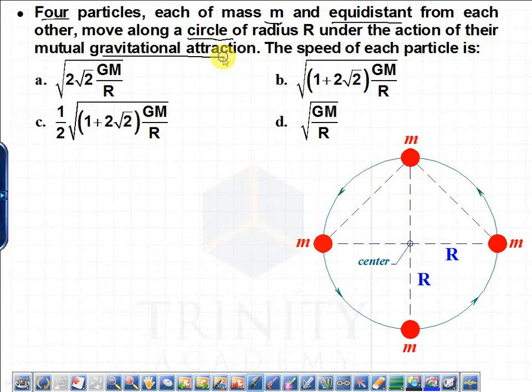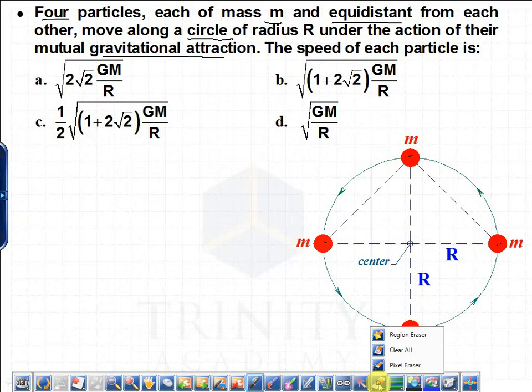Now, since they are moving under the force provided by the gravitational effect and on a circular path, there must be a centripetal force responsible for these particles to move. Particles are equidistant and on a circle. That satisfies the condition that the particles must be at the quadrants of the circle. Only then can they be equidistant from each other.